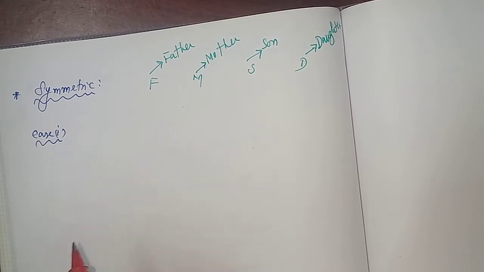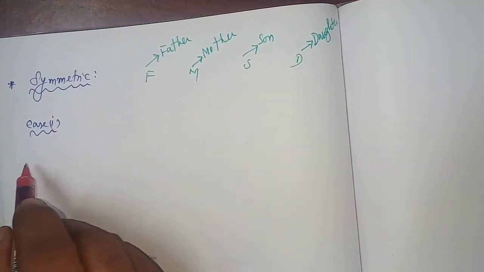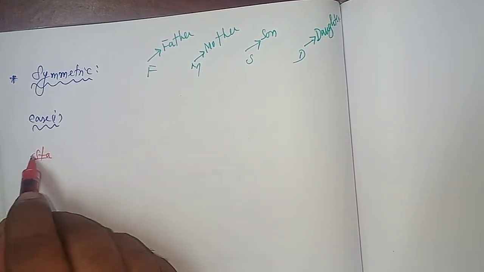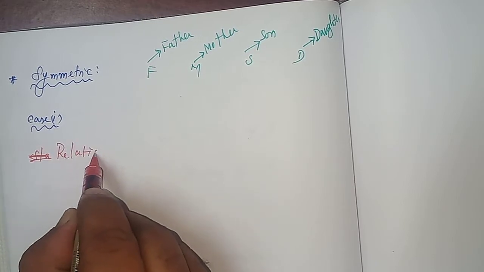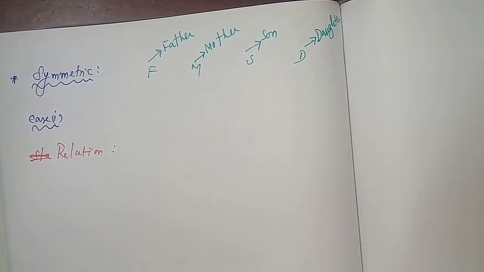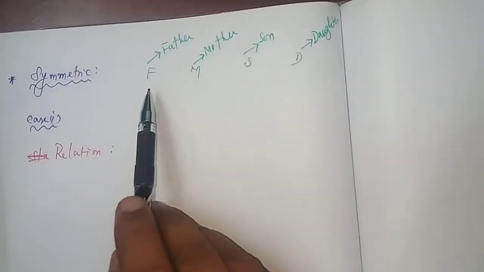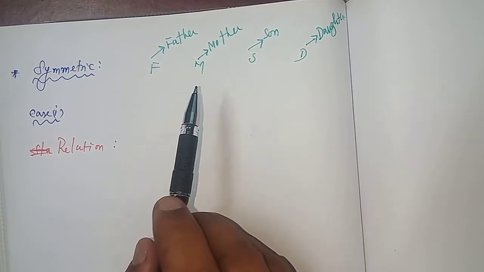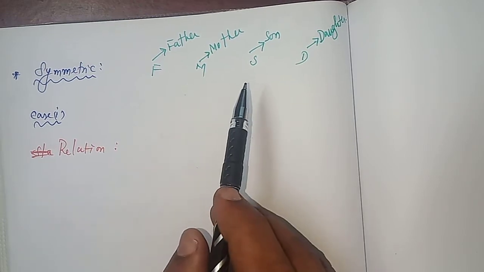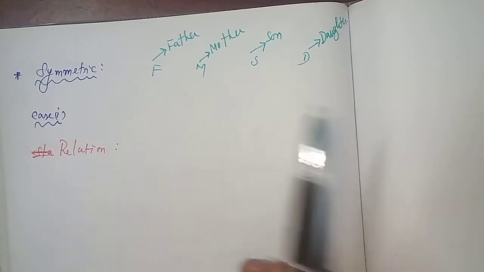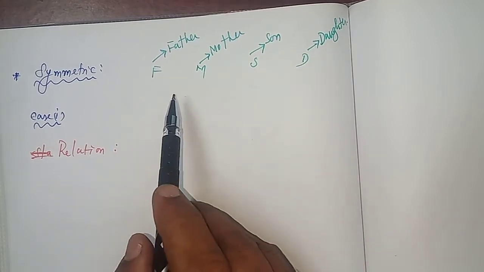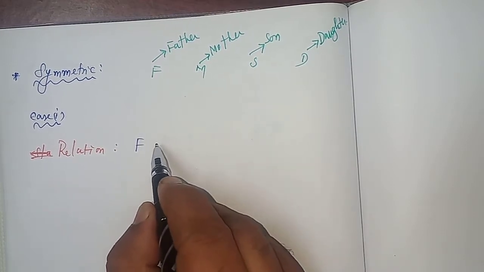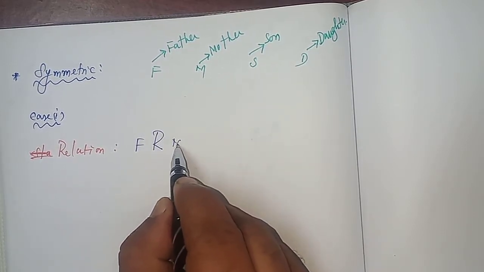Now you start with statement and relation. We have to consider 2 of the family members for symmetric. For reflexive, you have to consider only 1 family member. For symmetric, 2. For transitive, you have to consider 3 family members. Remember, here you have to take 2 family members. I take F and M. F R M.